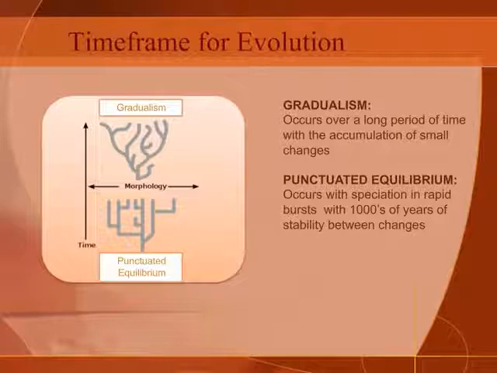This occurs with speciation in rapid bursts. So there are thousands of years of stability and then a rapid change. This is what happened with elephants. Instead of seeing the gradual accumulation of changes that we saw with horses, we have in the fossil record the woolly mammoth, and then bam, the African elephant and the Asian elephant. There were no gradual changes that were observable in our fossil record, meaning that the changes took place in more rapid bursts.